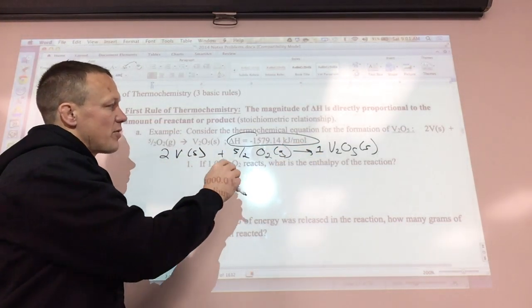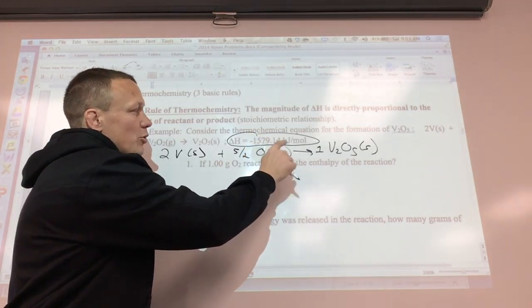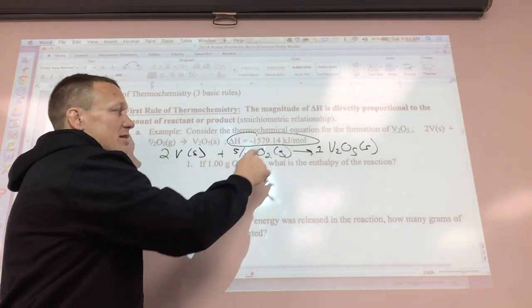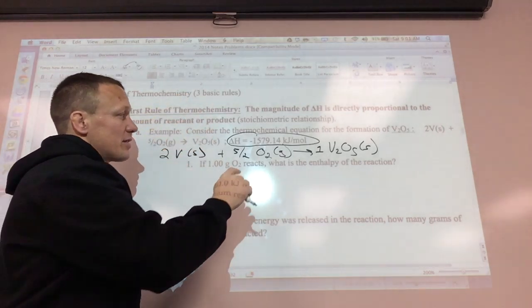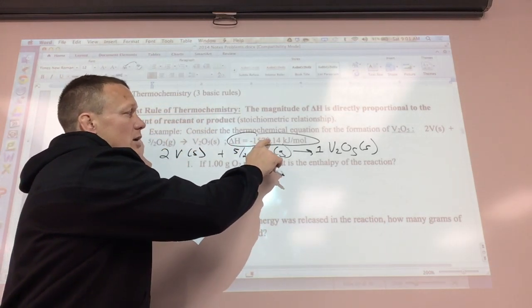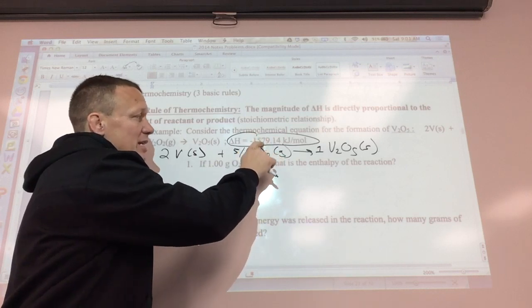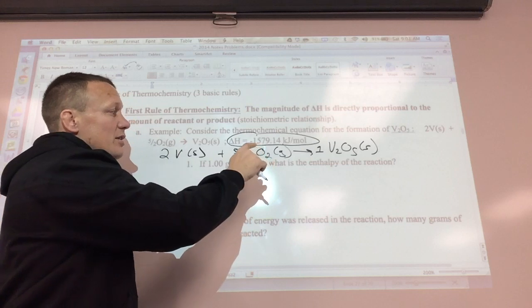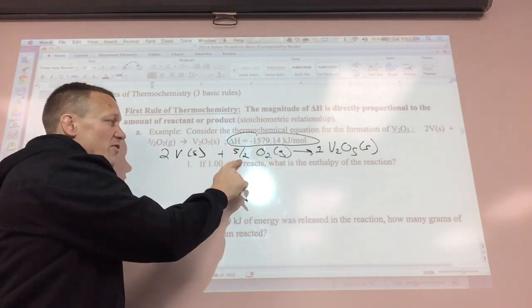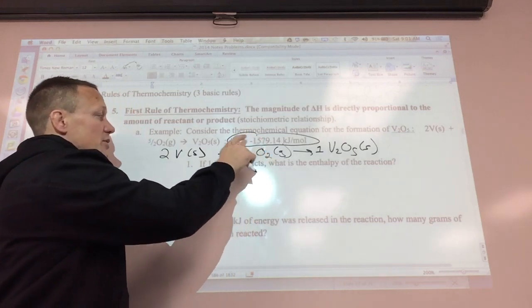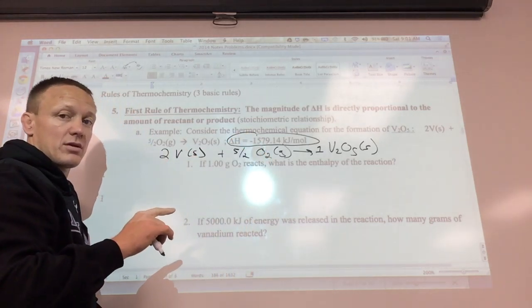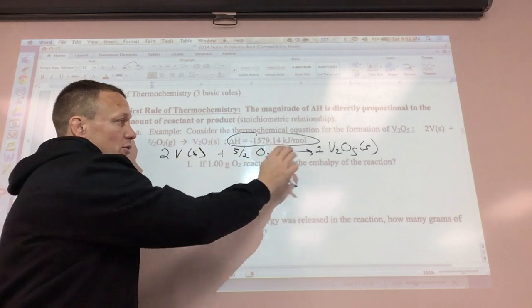So here's the important thing to know about this. This much heat is released per mole of this. It's exothermic. As this reaction goes, that much heat is being released to the surroundings because it's a negative value. That many kilojoules of heat are released per 5/2 moles of oxygen, or per 2.5 moles of oxygen, and that much heat is released for every 2 moles of vanadium. So it's related to the coefficients in here.